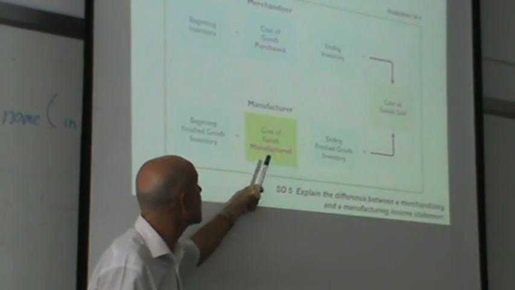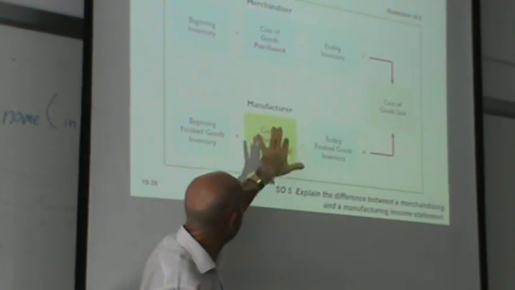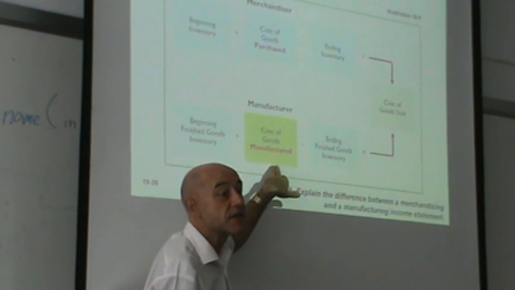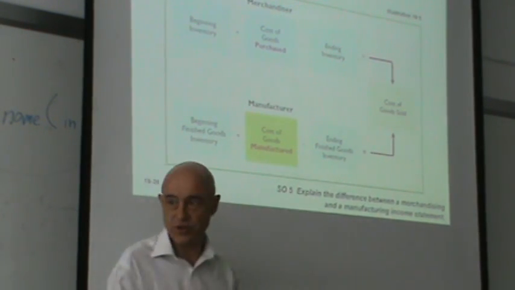So, that's about manufacturing. In manufacturing, the important part is the cost of goods manufactured.